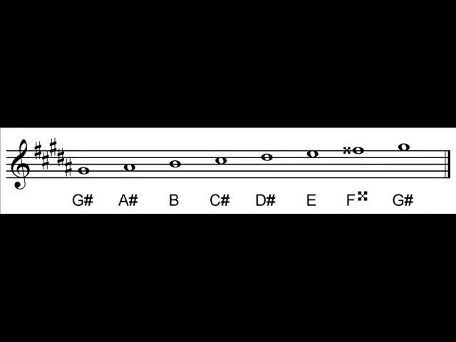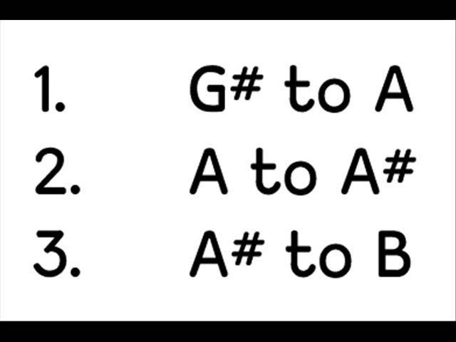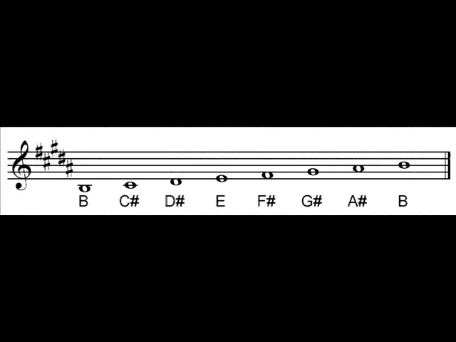What is the relative major of G sharp minor? Well, the G sharp needs to go up to see the major. He needs to go up 3 semitones. G sharp to A to A sharp, and A sharp to B. So the relative major of G sharp minor is B major.